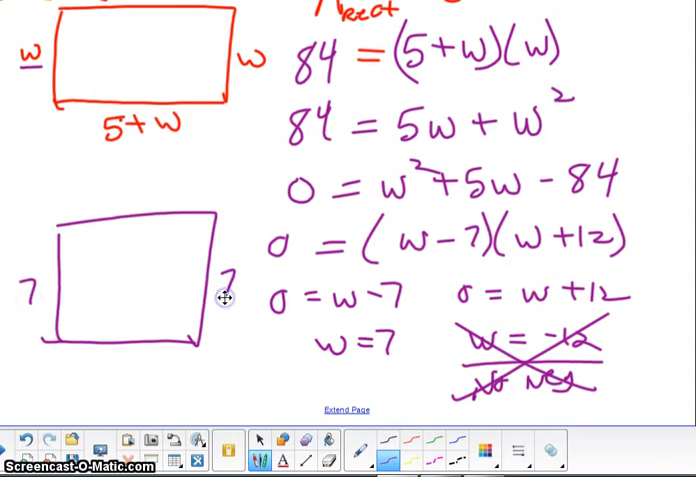But 7, on the other hand, works very well. So we have 7, and 5 plus 7 ends up being 12. So you have all the dimensions. Your length is going to be the 12, and your width is 7, which is what the equation is asking.